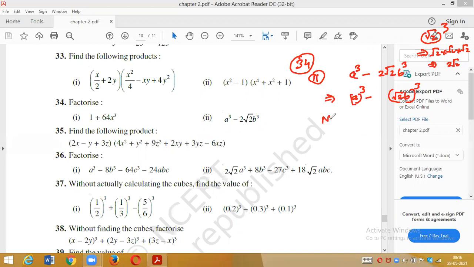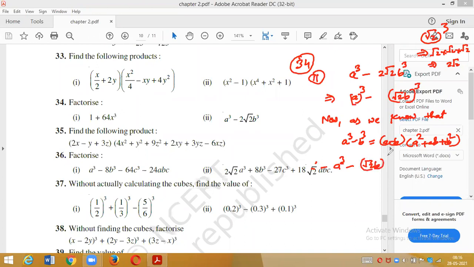Now as we know that a cube minus b cube is nothing but a minus b in one bracket, and in the other bracket it is a square plus ab plus b square. So therefore this a cube minus root 2 b cube can be written as what? A minus b, that means a minus root 2b in one bracket, and in the second bracket it is a square. A square means a square only. And ab क्या हो जाएगा?